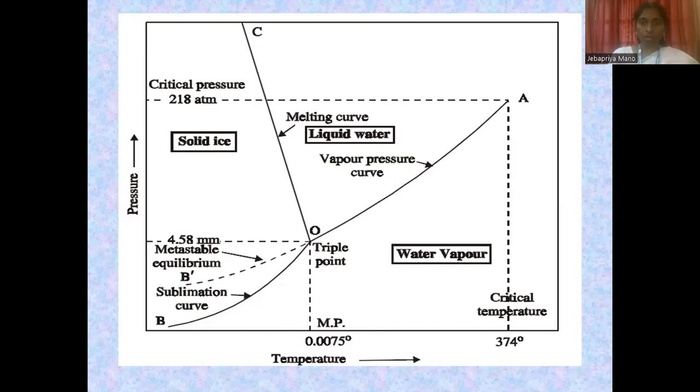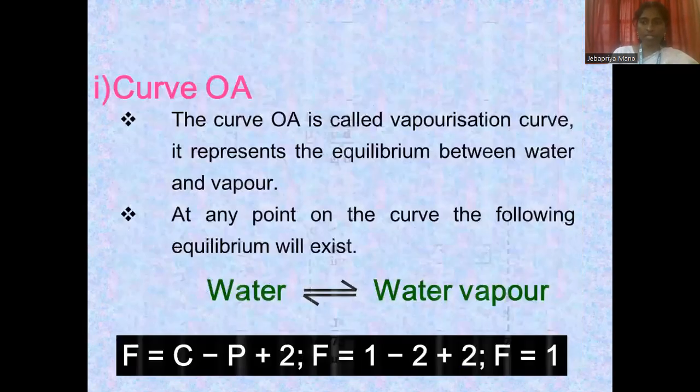So this is all about the phase diagram. This is the phase diagram for water system. With the help of this phase diagram, we are going to find the degree of freedom for each entity. That helps us to define how many independent variables are required for explaining the system. So let us go into detail. First is curve OA.